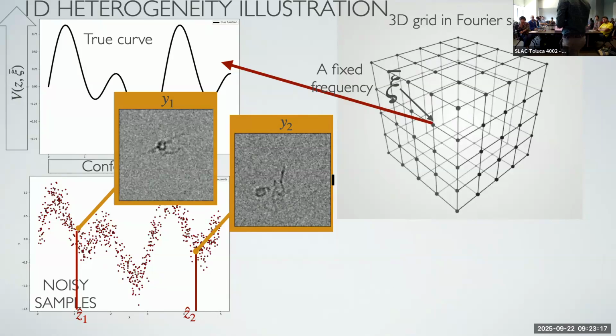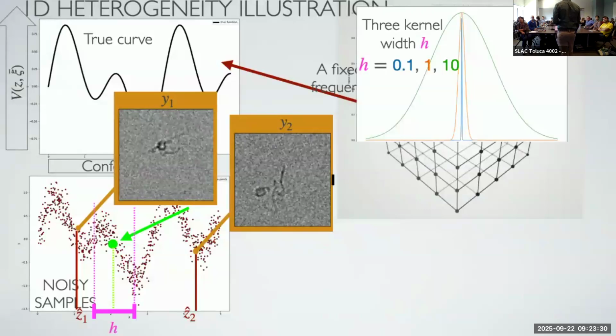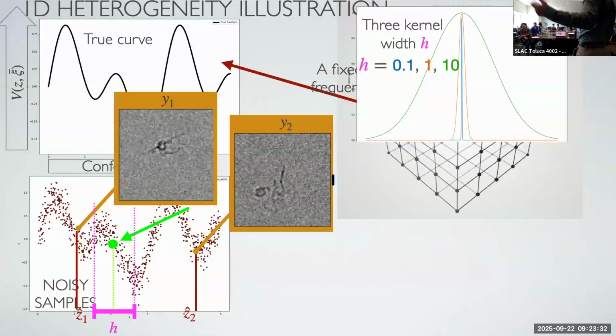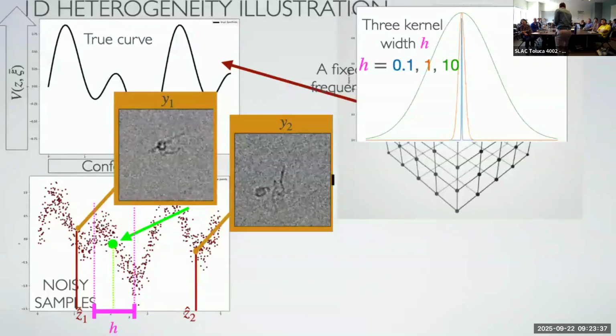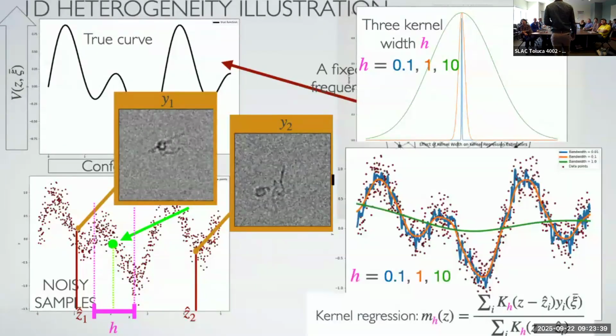So now we have these noisy samples, and the question is, if I give you a particular point, a particular conformation here, how do you try to reconstruct its scattering potential? Maybe the simplest idea one could come up with is to say, well, I'm going to look at a window around that point and just average the values of the points in that window. That's a description of kernel regression.